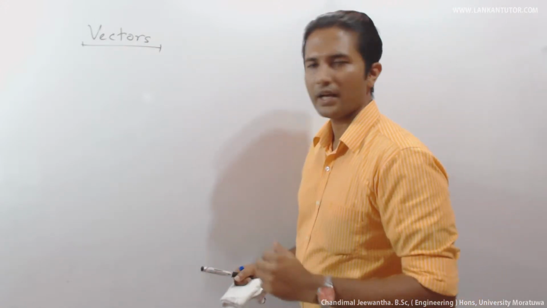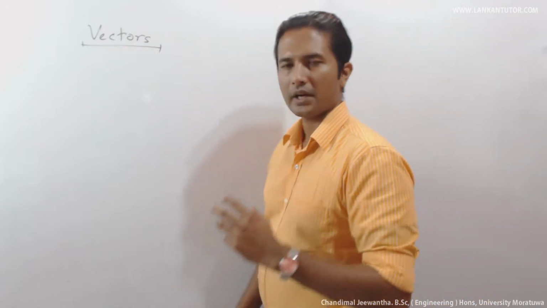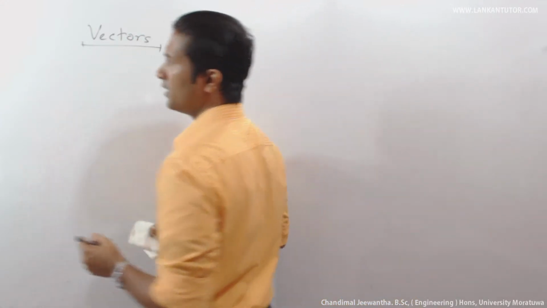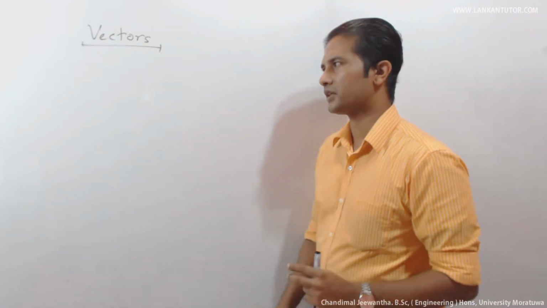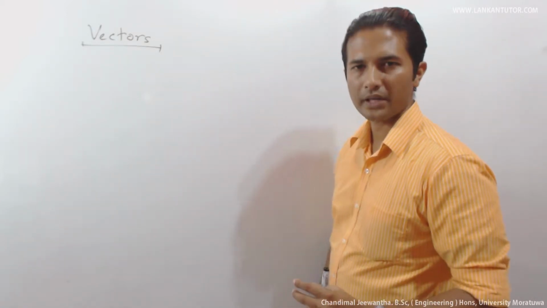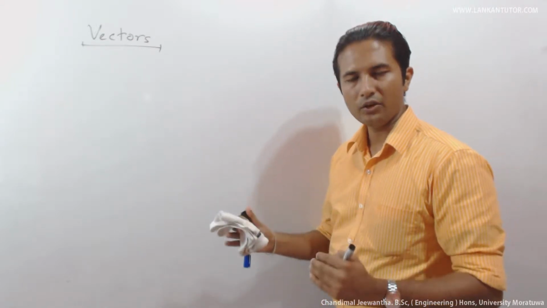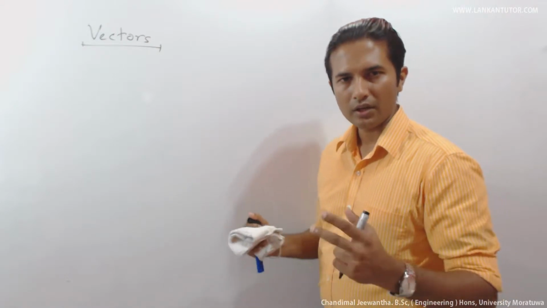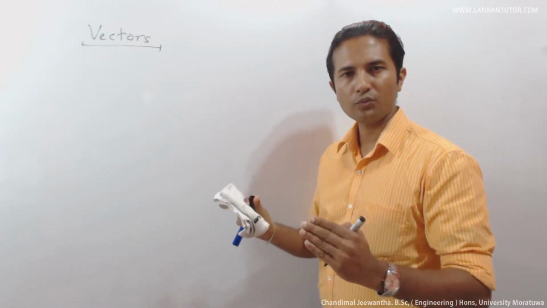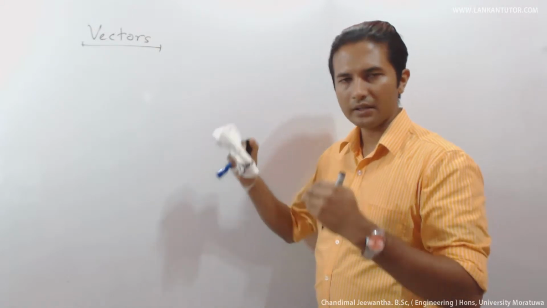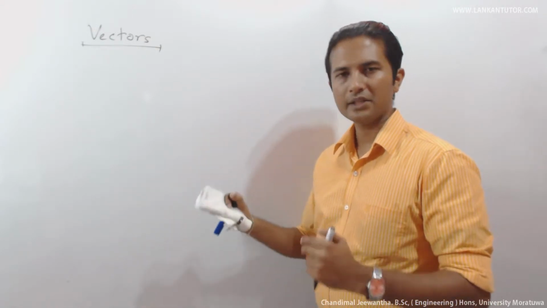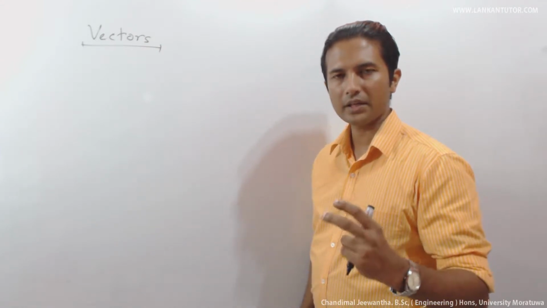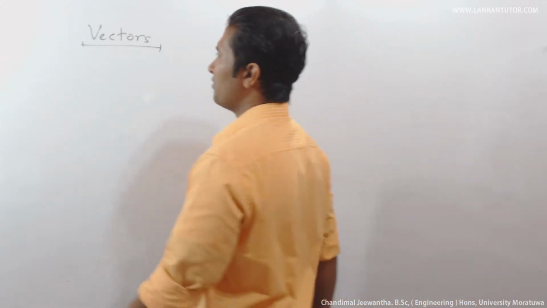Now we can move on to the graphical interpretation of vectors. What is the graphical interpretation of vectors? We know that there is a magnitude and the direction regarding a considered vector. Those should be represented by a line. That is called graphical interpretation of a vector.